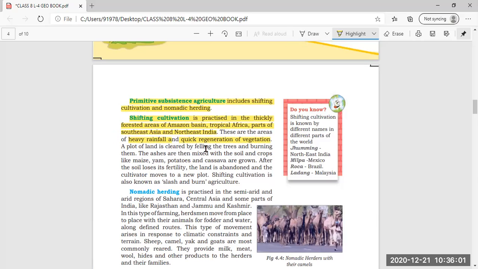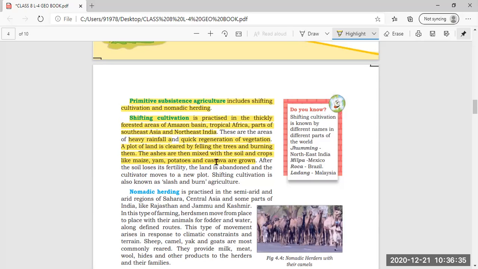A particular plot of land is cleared, means whatever is already there, the plant life or whatever plants or shrubs or scrubs are there, it is all cleared. First, the plot is cleared by felling the trees and burning them. So, whatever is already there in that particular plot is all cleared by felling the trees and burning them.